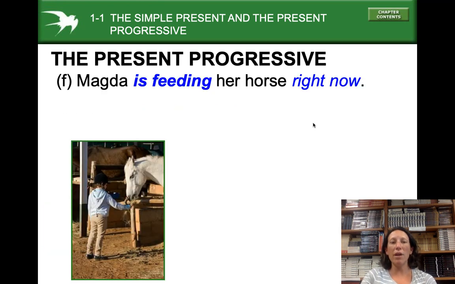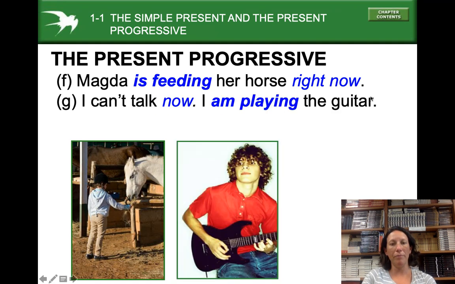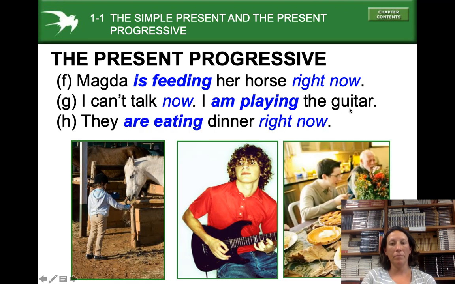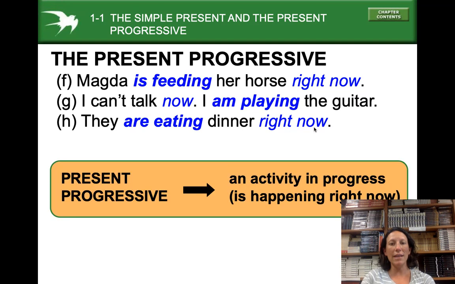Now let's look at the present progressive. What's the difference here? Magda is feeding her horse right now. I can't talk now. I am playing the guitar. They are eating dinner right now. So what's the same about all three of these examples? The activity is in progress. It's happening right now. And you notice that all of these in the present progressive have ing at the end, feeding, playing, eating, and they also have a form of to be, is, am, or are.